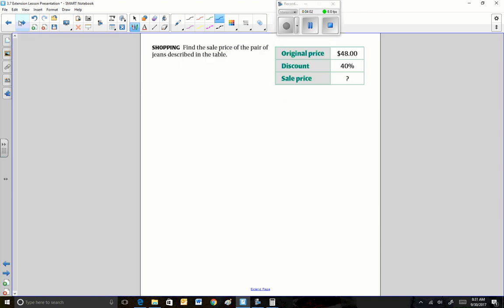Okay, let's take a look at one more type of question. Find the sale price of the pair of jeans described in the table. The original price was $48, so we write $48, and it has a discount of 40%. If you get a discount of 40%, then you're going to have to pay 60%. Because think about it, 40% off, and then you would have to pay 60% of the price, because these 2 add up to 100%. So we take this price and multiply it times 0.6.